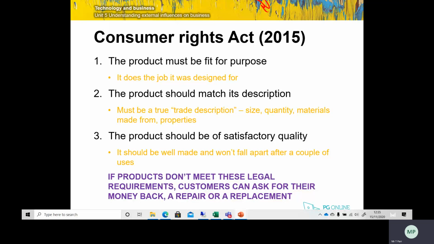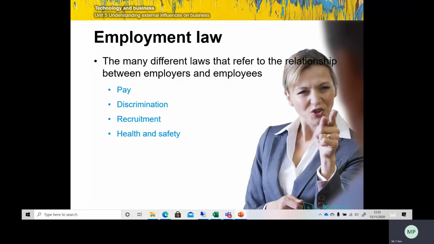Okay, you can go back and ask for your money back, a replacement, or a voucher. Okay, and that is because of the Consumer Rights Act. Now, let's move on to employment law. So what laws are in place to protect employees?